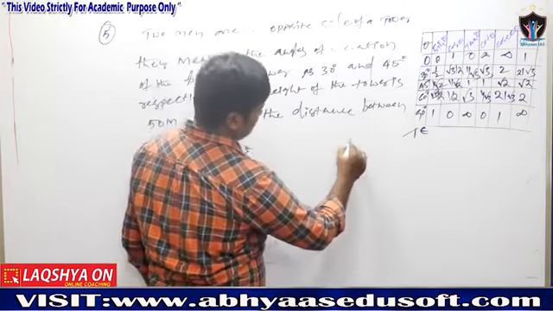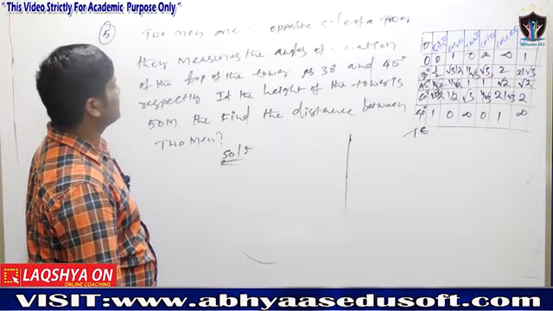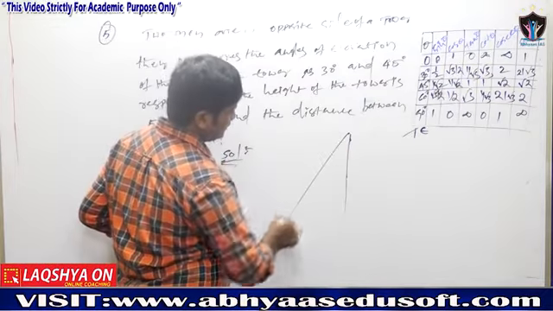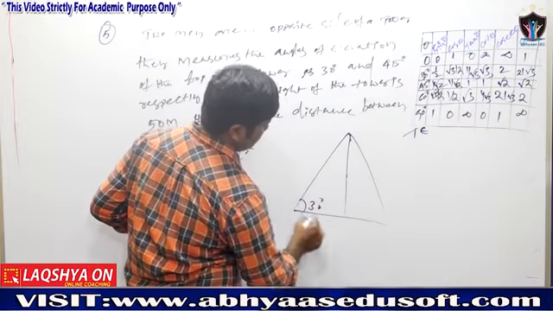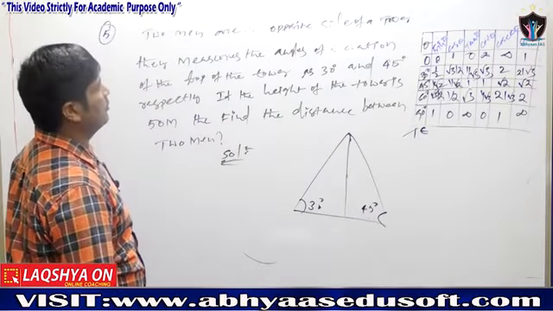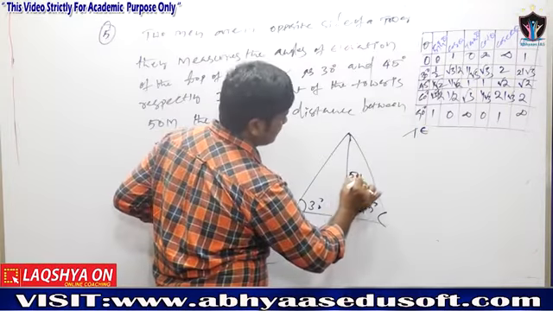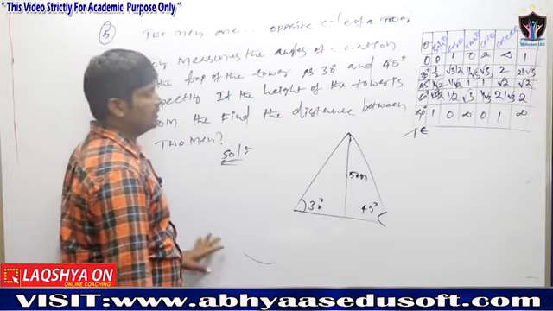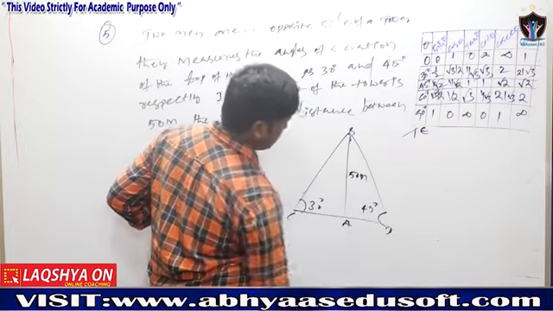Now let us consider this is a tower, and they measure the angles of the top of the tower, one is 30 degrees and another one is 45 degrees. Here we can take 30 degrees as well as 45 degrees. Now we have to find out, if the height of the tower is 50 meters, clearly he mentions 50 meters, the distance between the two men. So directly, this is A, this is B, this is C, this is D.